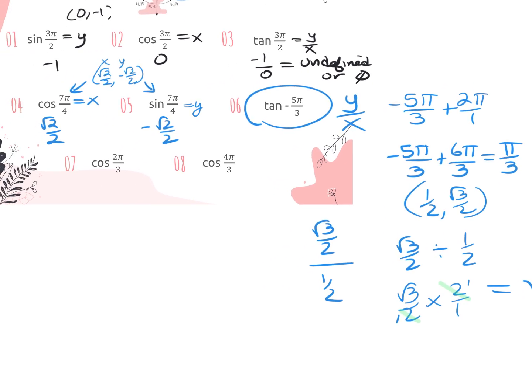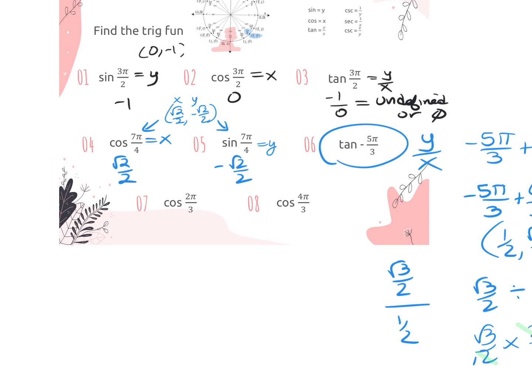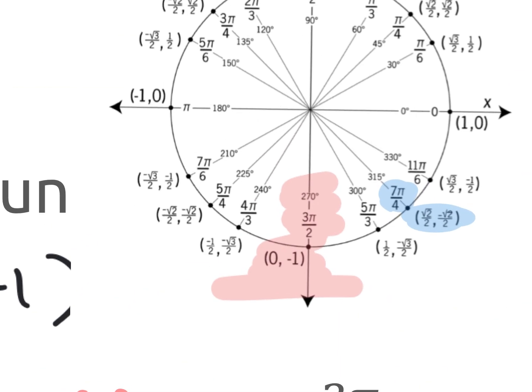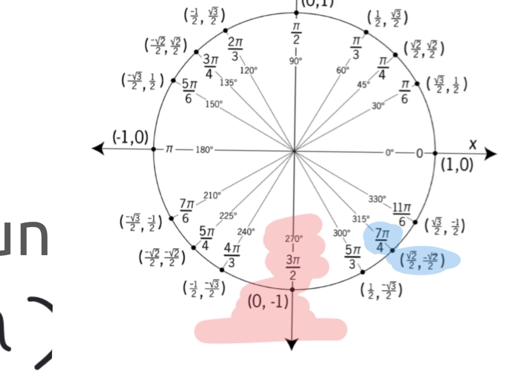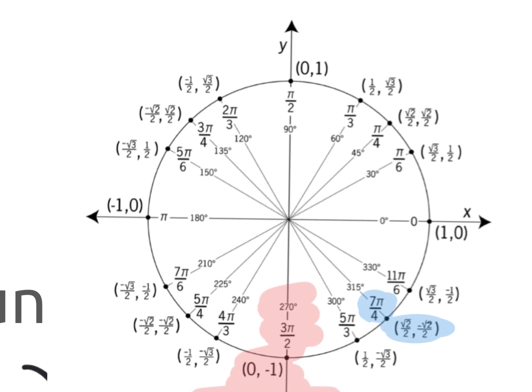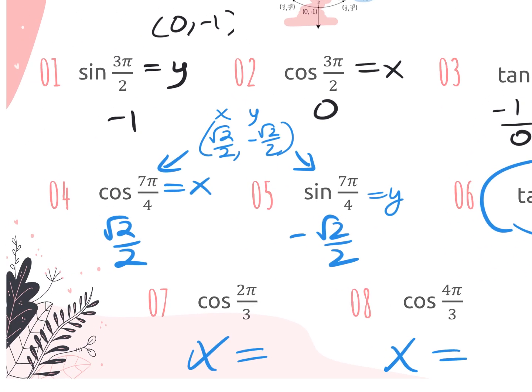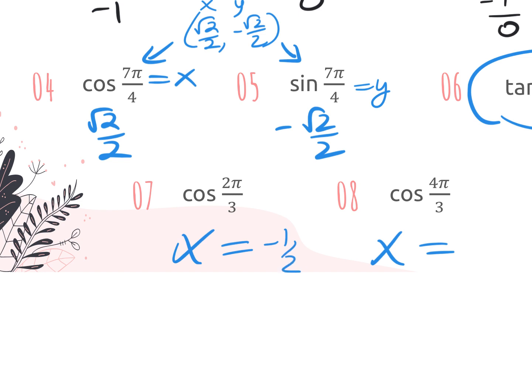So the next two are 2 pi over 3 and 4 pi over 3. And they're both cosine. So for both of these, I'm looking at the x of the ordered pair. So 2 pi over 3, if I zoom into my unit circle here, 2 pi over 3 is located up here. So my ordered pair is, and I'm looking at the x for cosine, so the answer is negative 1/2. So cosine of 2 pi over 3 is negative 1/2.